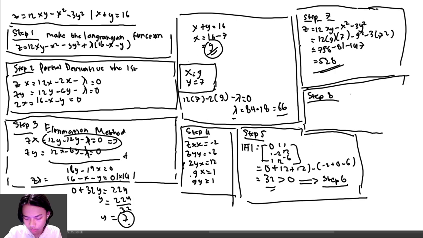Since the lambda is 66, as we found here, then if the constraint changes by 1 unit, we can conclude that the objective will move by 66 units. This is the meaning of the lambda 66.